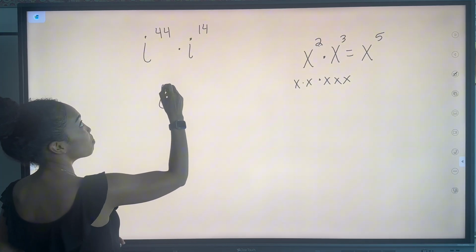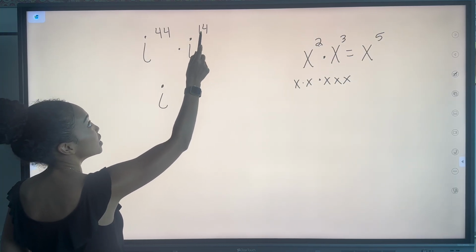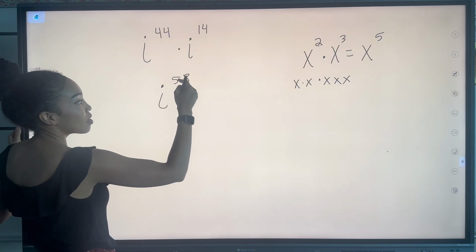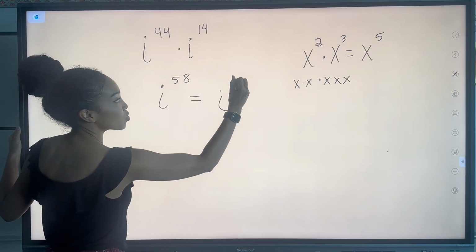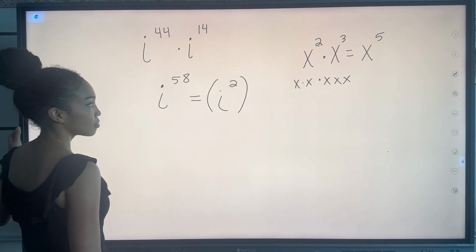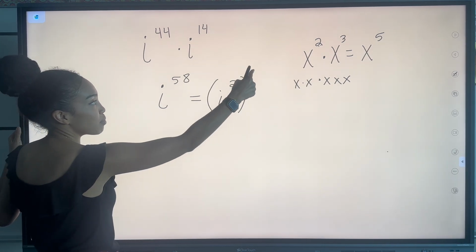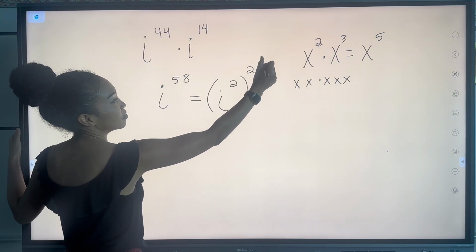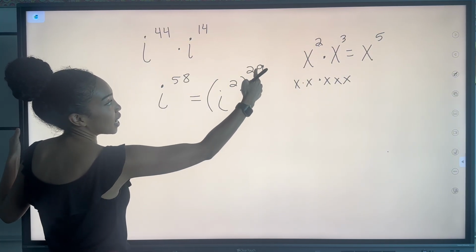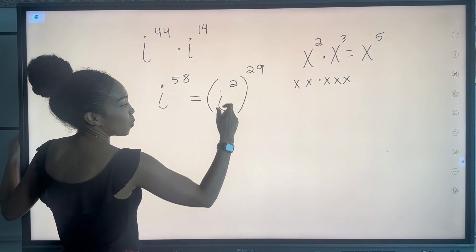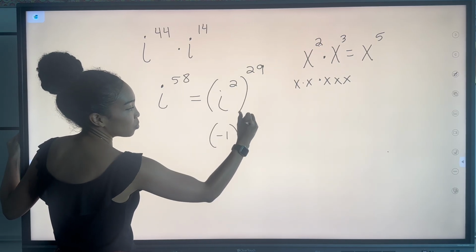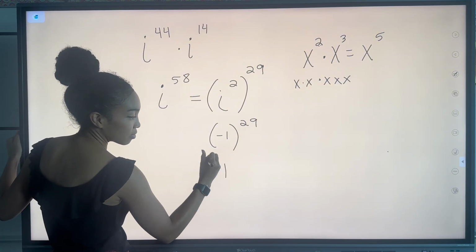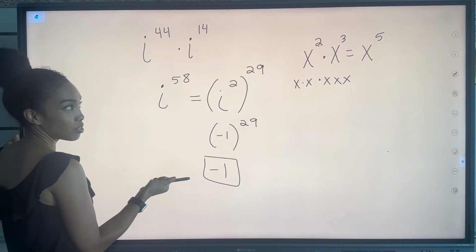This is I to the power of 44 plus 14, which is what, 58? So I to the power of 58. You always change it to I squared. 2 times what will get you 58? 29. So I squared is -1, and then you have the 29. This is odd, so that means this will stay negative. So your answer is -1.